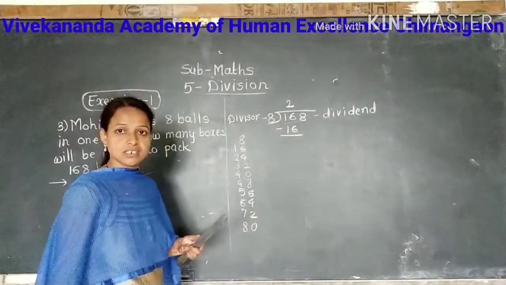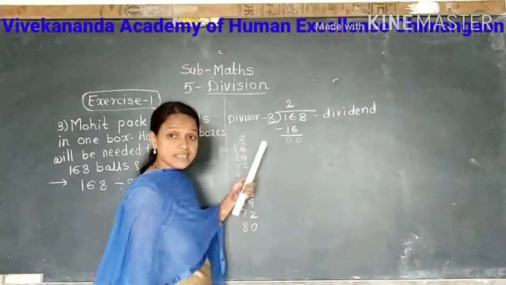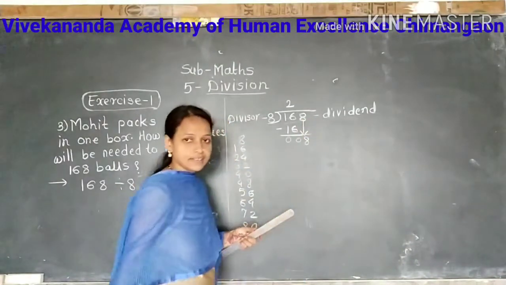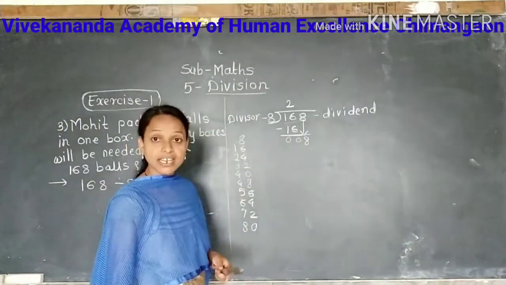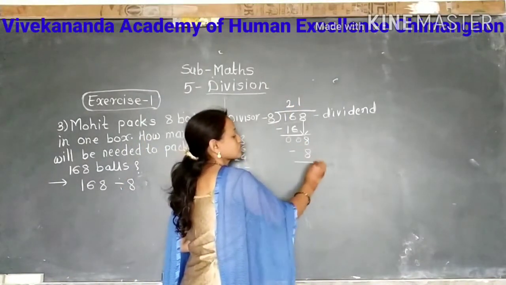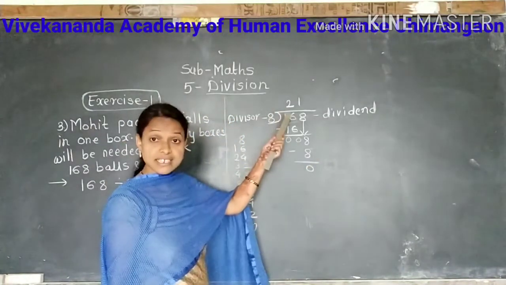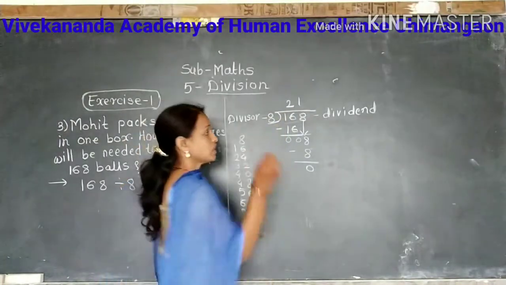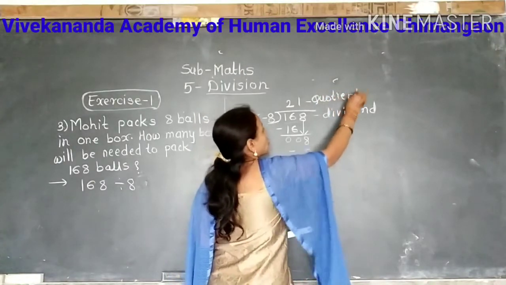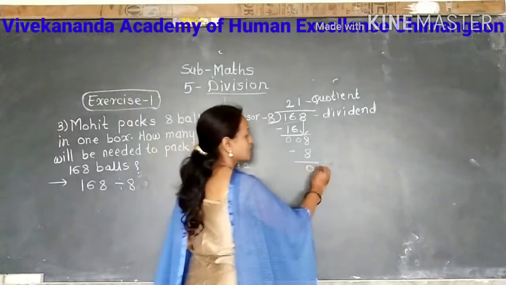16 subtract from 16. 6 minus 6, 0. 1 minus 1, 0. Next digit is 8. So write it down. 8. 8 is a multiple of 8. 8 ones are 8. So 1 is the quotient. 8 minus 8, 0. So here we get answer 21. We call it the quotient. And the leftover number is 0. So 0 is the remainder.